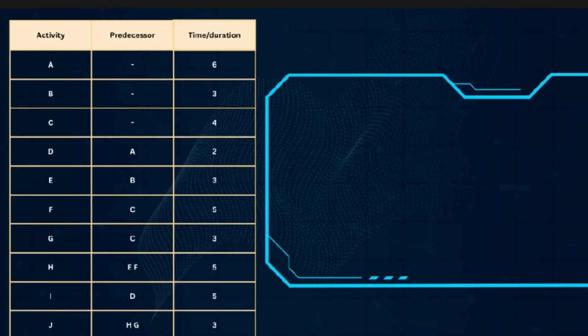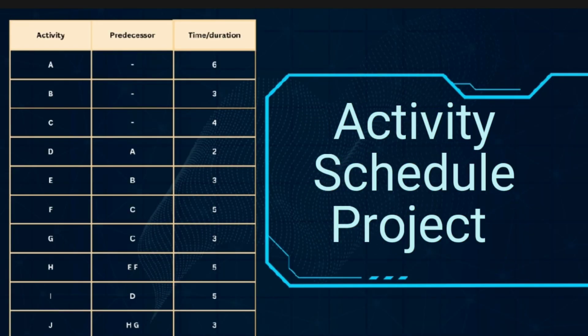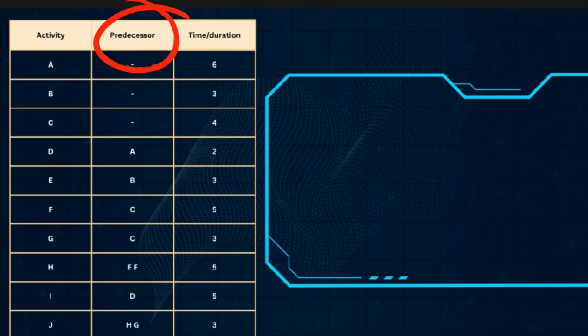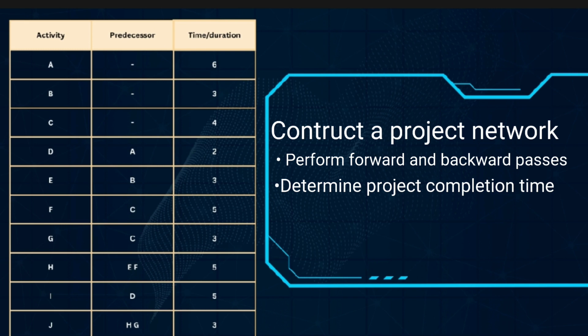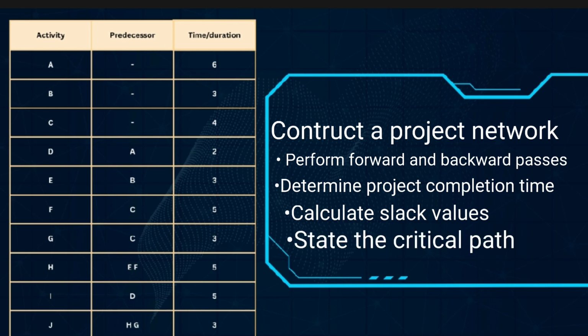I will be working on this activity schedule project. We already have here our activity, predecessor, and time duration. And we're going to construct a project network, perform forward and backward passes, determine project completion time, and calculate slack values, and last, state the critical path.